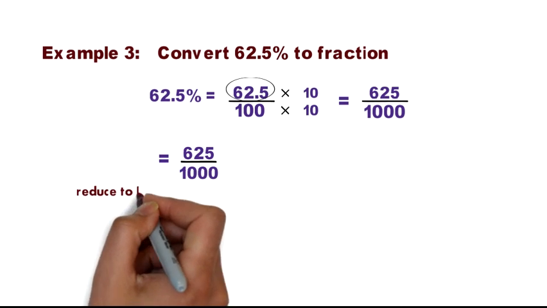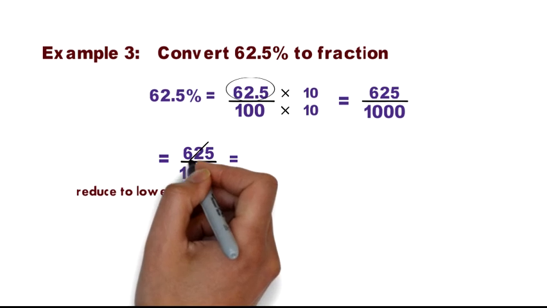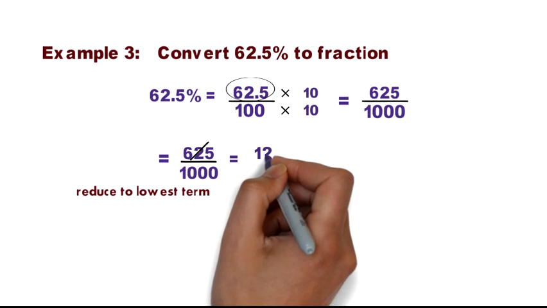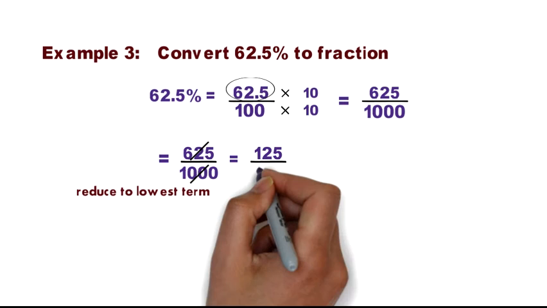Next, we need to reduce the fraction to its lowest term. This is done by finding a number that can divide the numerator and the denominator. The number 5 can divide both 625 and 1000. So, 5 divides 625 gives us 125. And 5 divides 1000 gives us 200.